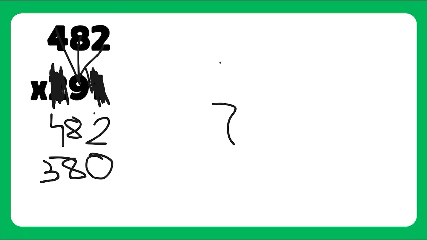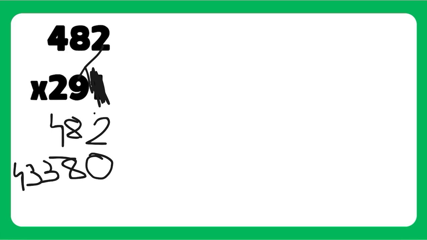And last we have 9 times 4, which is 36. We will add 7 to 36, which gives us 43. The 4 is carry, we note down the 3. And look, there are no more numbers, so this 4 we will just write it here. And now we are done with 9.